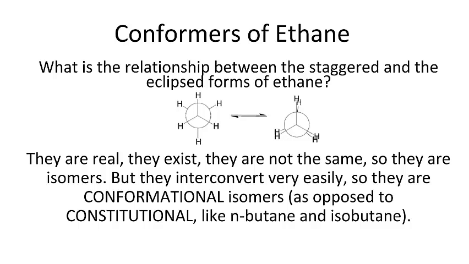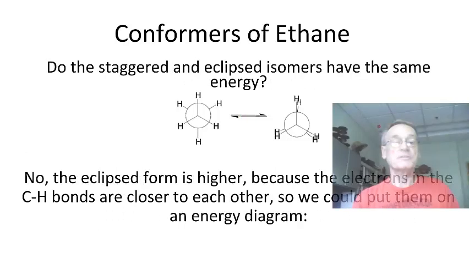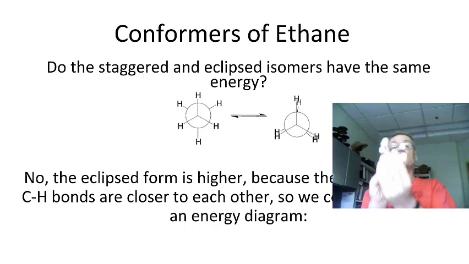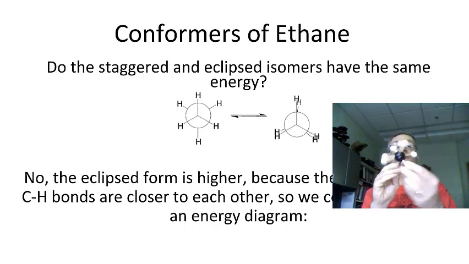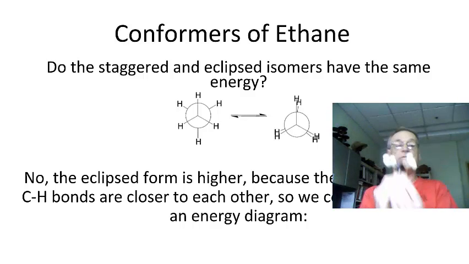Some of the eclipsed would turn into some of the staggered, and some of the staggered would turn into the eclipsed. So they are truly in equilibrium. That's why we use this kind of arrows for that. Here's a question. Do they have the same energy? Suppose this has the same energy as this, and the answer is no.